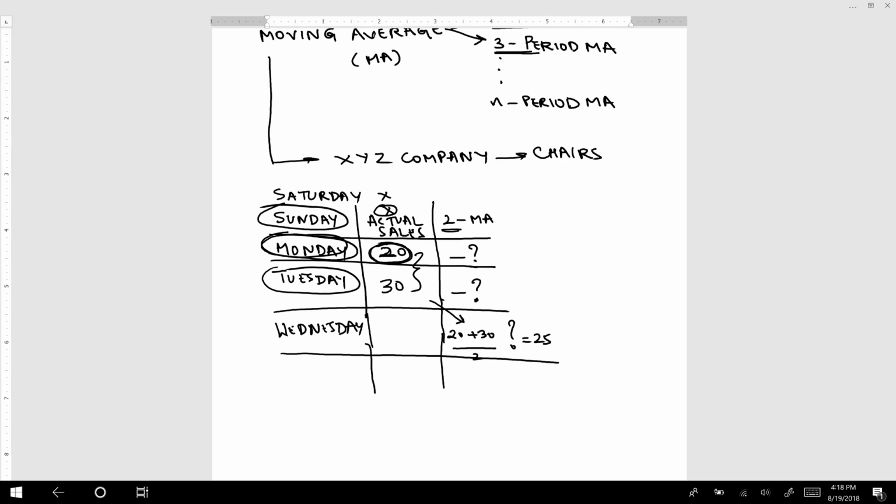Now to forecast Thursday, we can do it at the end of Wednesday, when we have Wednesday's actual value. Suppose the actual value on Wednesday is 15. Now see, we are moving our average. For the previous 2 time periods, to forecast Thursday, we take the average of Wednesday and Tuesday. So that is 30 plus 15 divided by 2, which gives us 22.5.